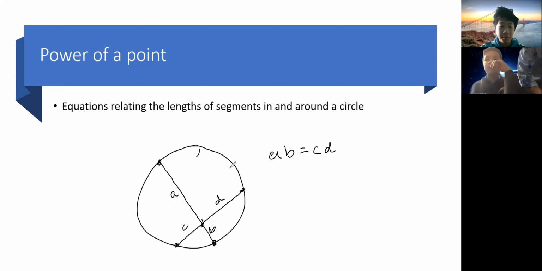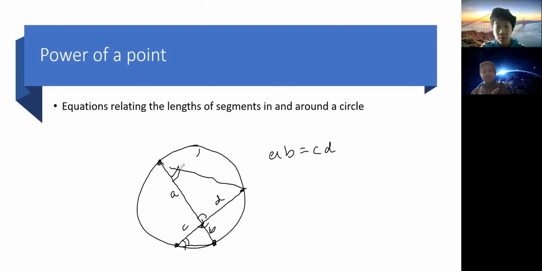So why does this work? Let me prove it to you. All our power of a point formulas are based on similar triangles. So for one, we know that these 2 angles are congruent because they're vertical angles. What else do we know? These 2 angles are congruent. Why?